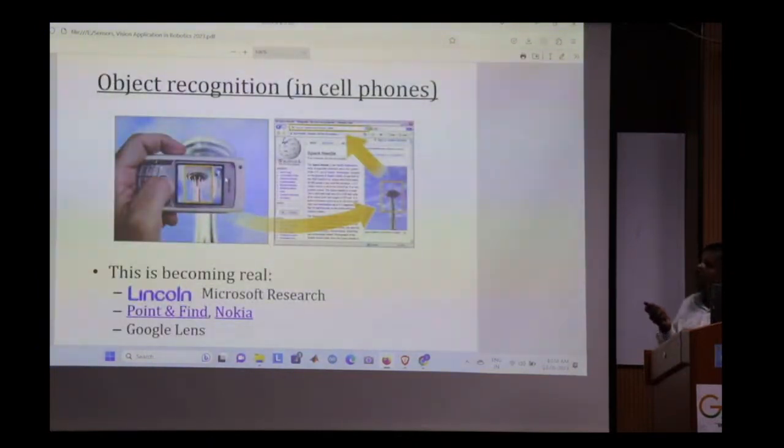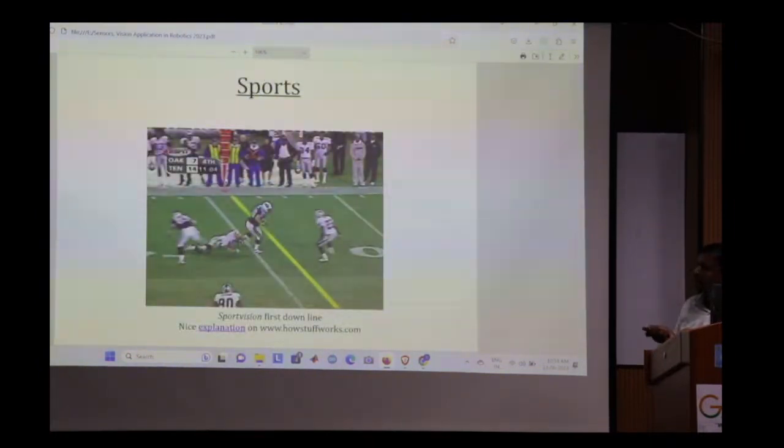Then this is about object recognition. You can see, if you take the image like Google Lens, I told you, if you take the image, Google Lens tells the story about that image using the net, of course. And this is about how we use computer vision in sports for identifying different types of cases.